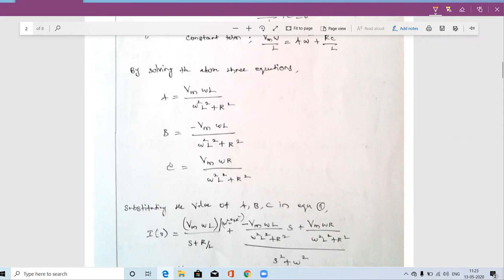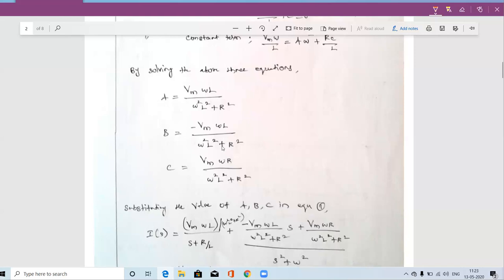Okay, then similarly C is nothing but the same, Vm by omega squared L squared plus R squared. Here, instead of omega L, what is there is omega R, that's all. Okay, easy to remember, right? So A and B are the same answer, this is plus, this is minus. Okay, for C value, instead of this L there is an R. So these are the coefficients A, B, C.